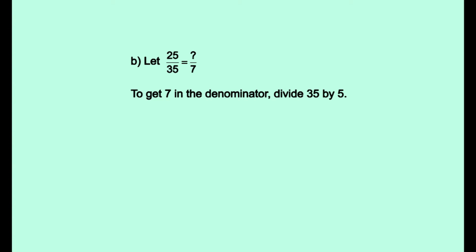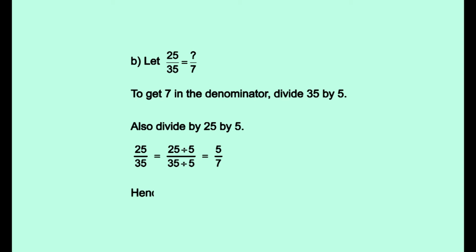Let 25 by 35 is equal to blank by 7. To get 7 in the denominator, divide 35 by 5. Also divide 25 by 5. 25 by 35 is equal to 25 divided by 5 by 35 divided by 5 is equal to 5 by 7. Hence, 25 by 35 and 5 by 7 are equivalent fractions.